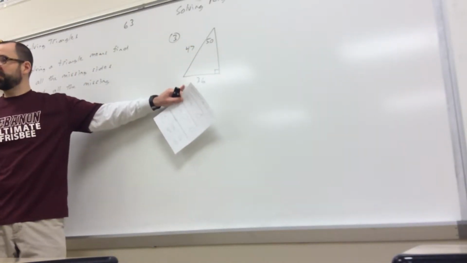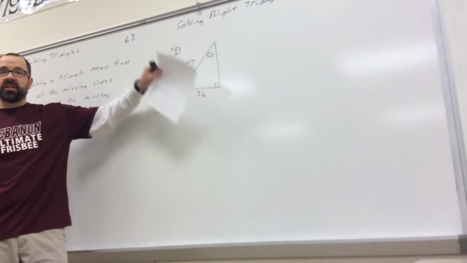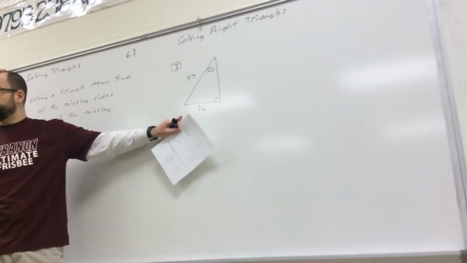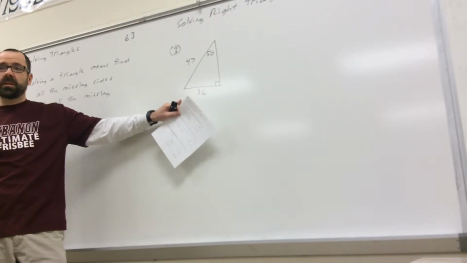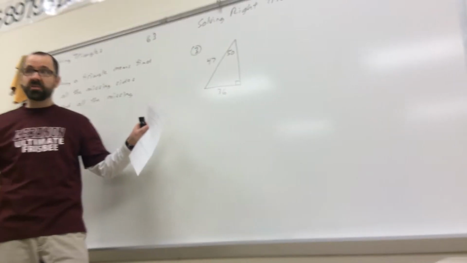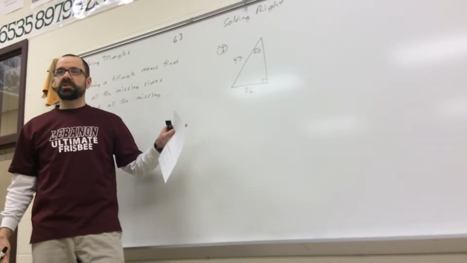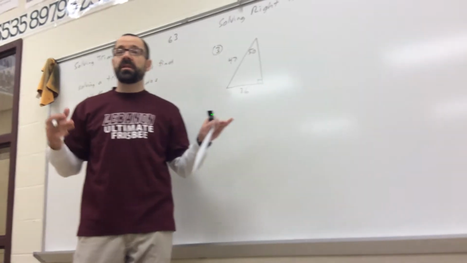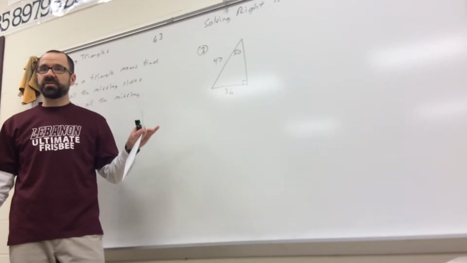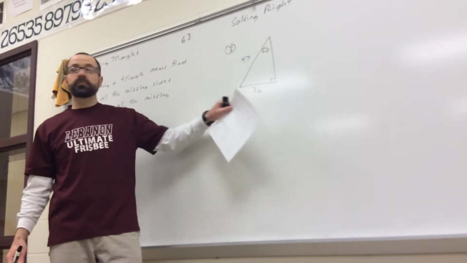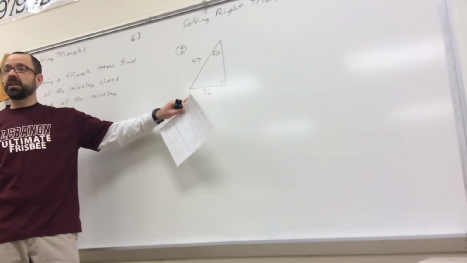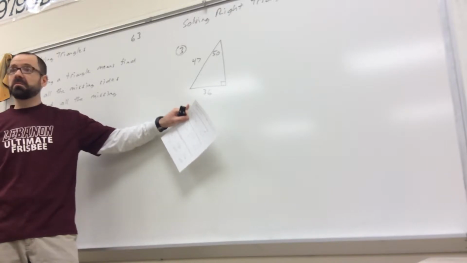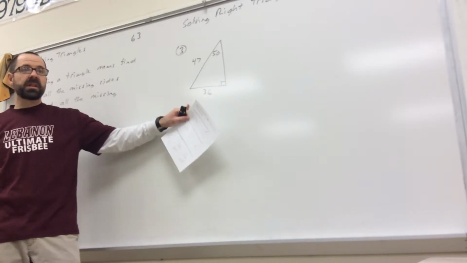So here's the triangle for number 3. And the directions say solve the triangle. So that means find all the missing sides and all the missing angles. So we got to look for the missing sides and the missing angles. So any ideas on what we can do first?